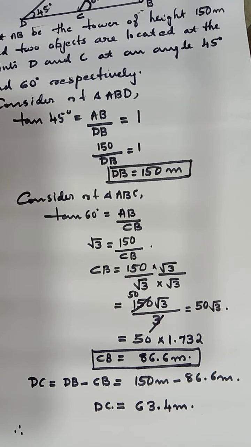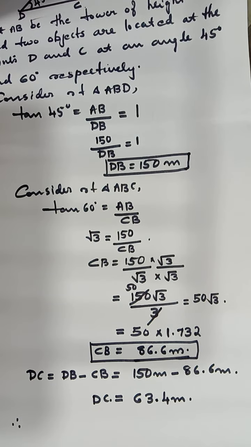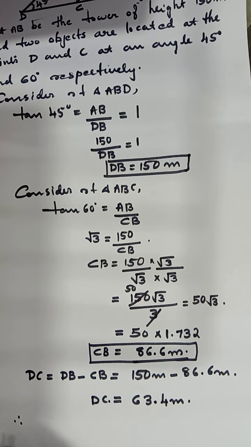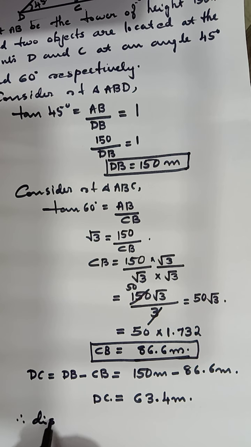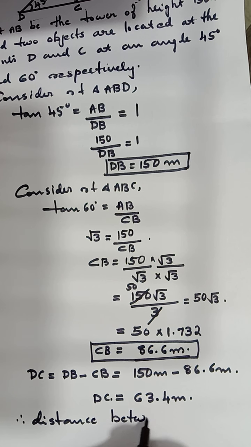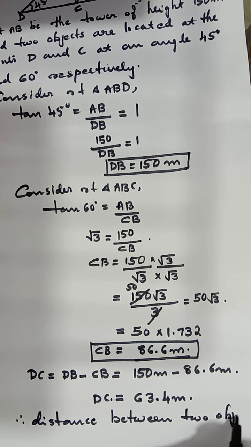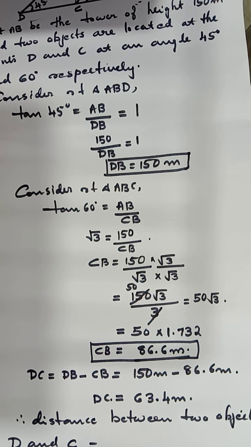So write the answer in words. How to write? Therefore, the distance between the two objects D and C is equal to 63.4 meters.